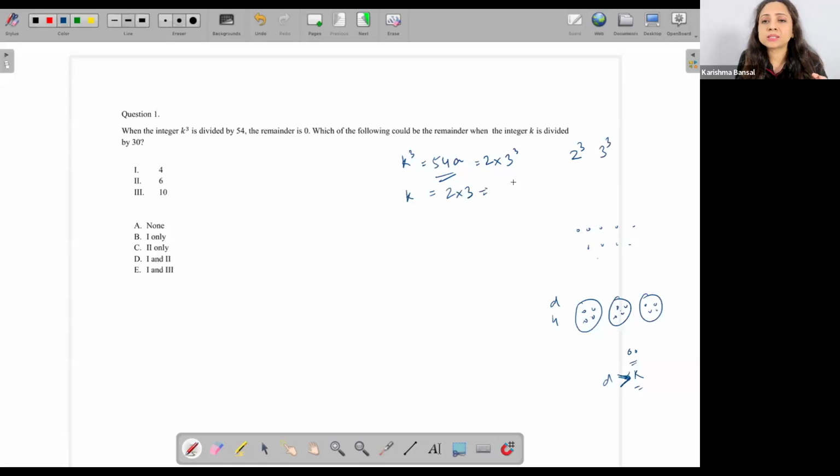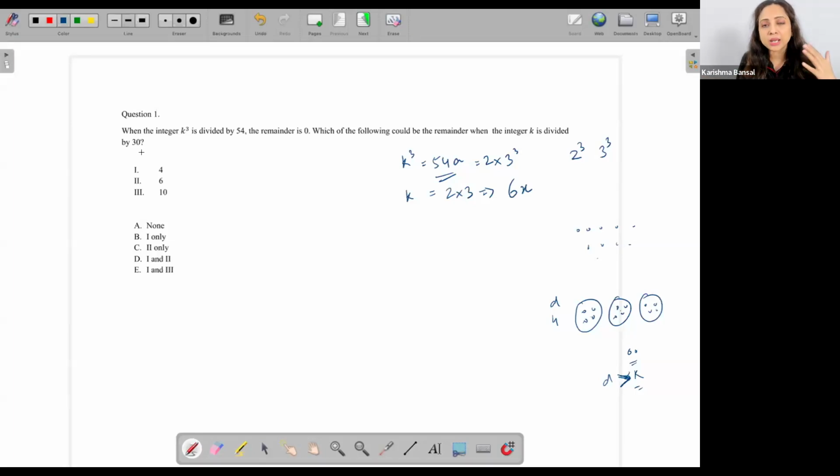Okay, which means that my k is nothing but 6x, let's say. It's a multiple of 6. That I know for sure. Now look at my question. Which of the following could be the remainder when the integer k is divided by 30? All right, I know k is a multiple of 6.